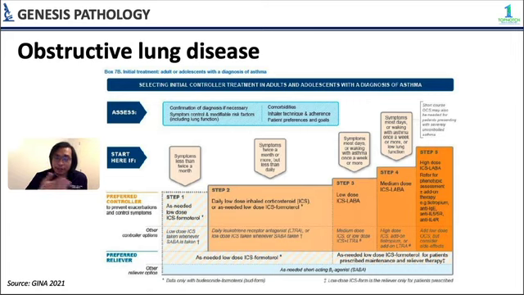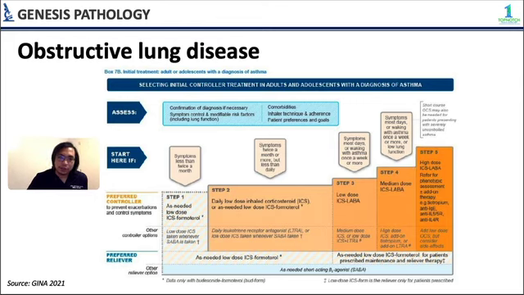Or, meron tayong reversibility after a 4-week trial of your oral corticosteroids. Okay? Nilagay ko lang dito yung GINA guidelines for asthma. So, if you have symptoms less than twice a month, you go with step 1. You give a low dose ICS formoterol, no? That's Symbicort, here in the Philippines.